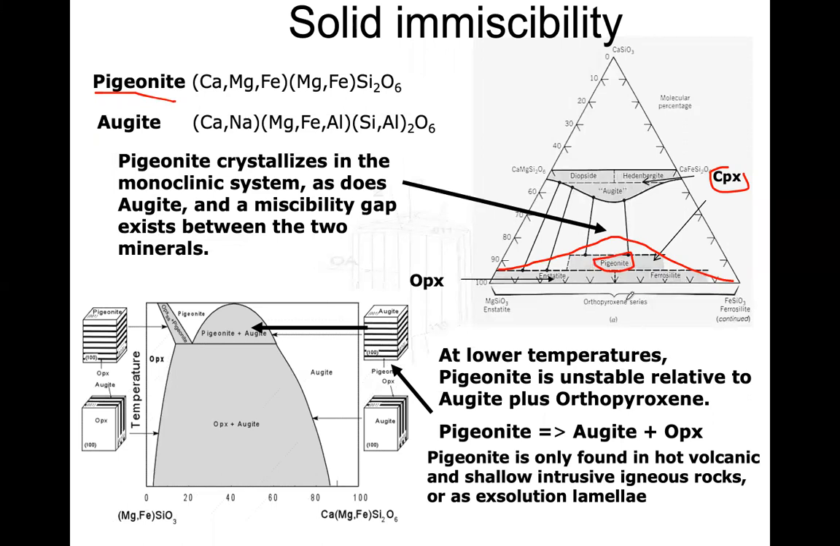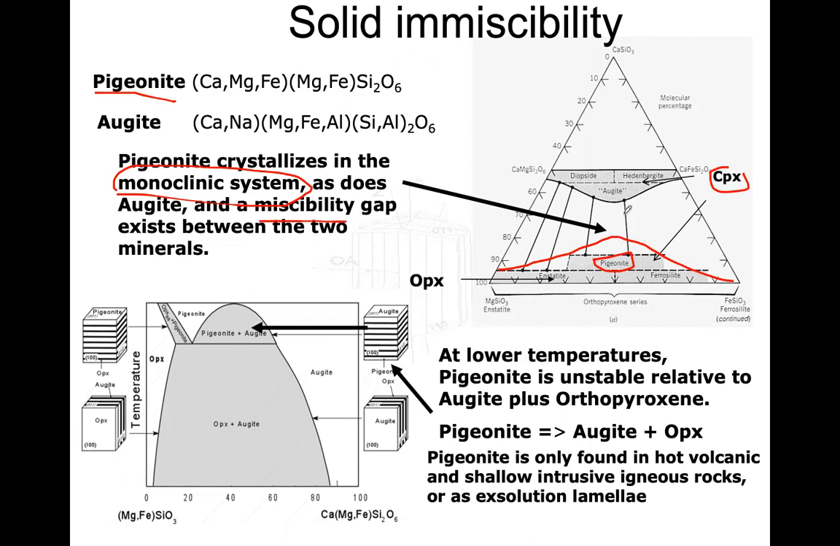Also the formation of pigeonite requires very special conditions, that means very high temperatures. And it crystallizes in the monoclinic system, so no harm. You can call it a clinopyroxene rather than an orthopyroxene. And there is a miscibility gap. What is a miscibility gap?